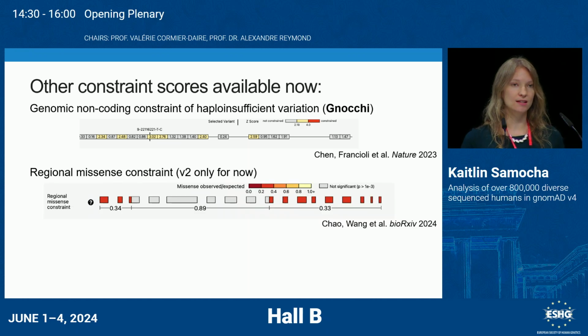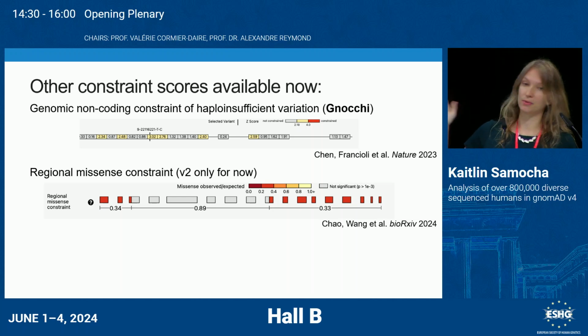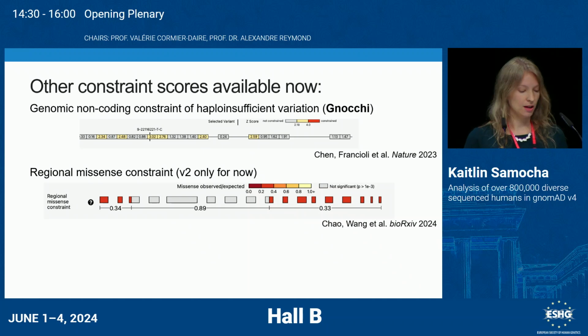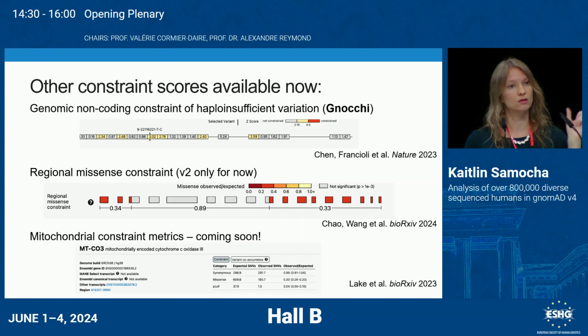We have regional missense constraint up, so this is looking for pockets within genes that are particularly intolerant of missense variation when you might not see it across the gene. I forgot to label it, but that's BAP1. It's on V2 for now, but obviously we're going to be updating that. And we are working with Nicole Lake's team at Yale to bring in mitochondrial constraint metrics. So we won't only have this for observed over expected for mitochondrial genes overall. Nicole has some really fabulous regional missense constraint for the mitochondrial genes, which we'll be displaying.